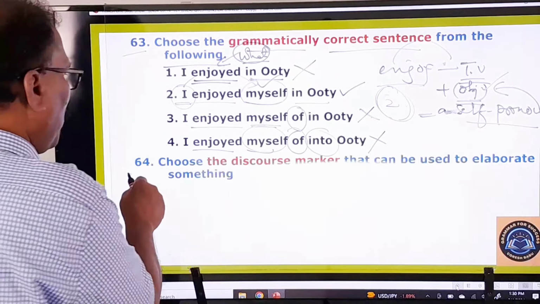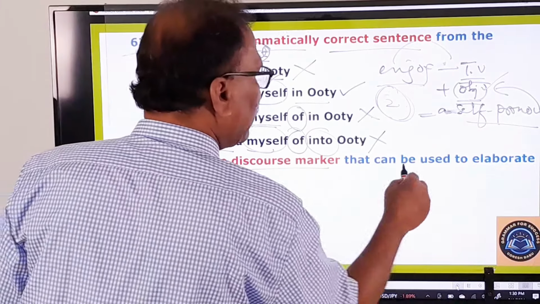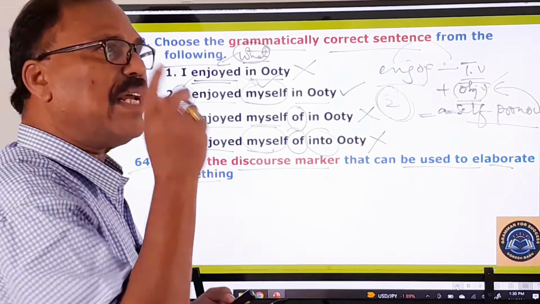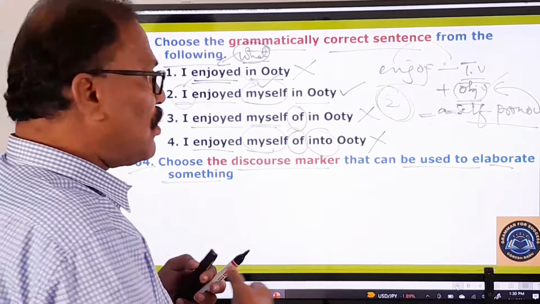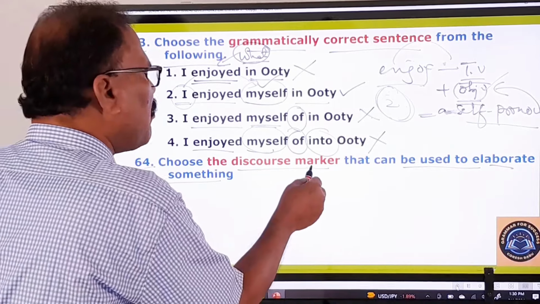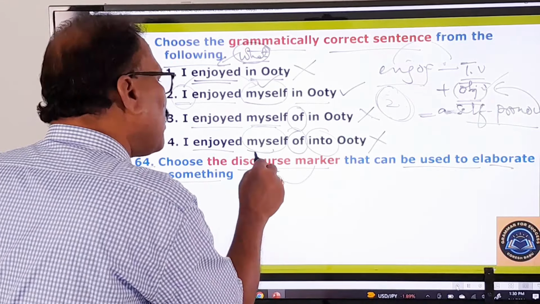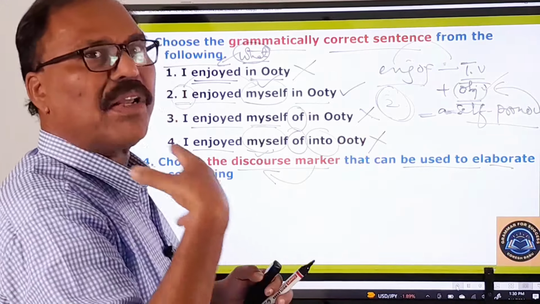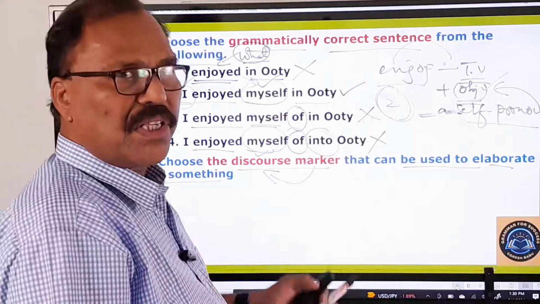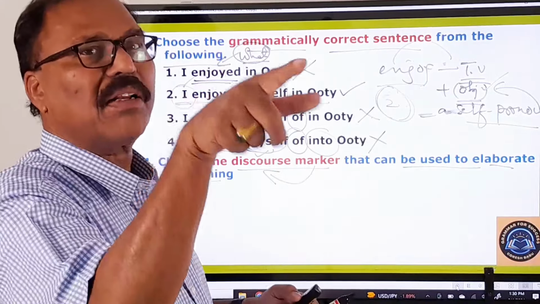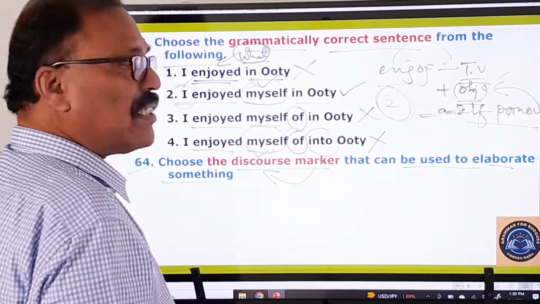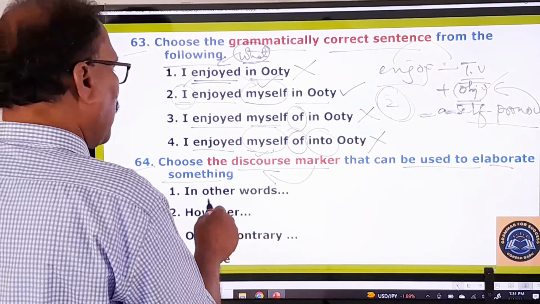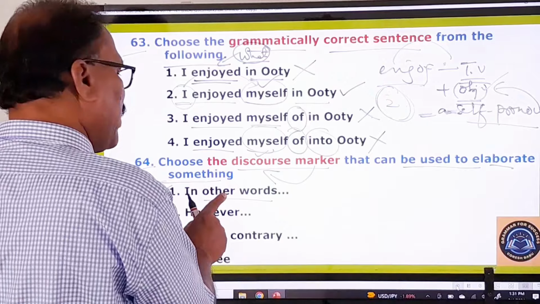What is that? 64th one. Choose the discourse marker that can be used to elaborate something. So here he is asking you to choose that discourse marker that is used to elaborate something. So discourse marker means a marker used in the discourse. Discourse means conversation. So generally a phrase or a word used during the conversation is called a discourse marker. So here, what is that discourse marker that is used to elaborate something? Here you look at the options. "In other words", so this, the very first one, is your answer.